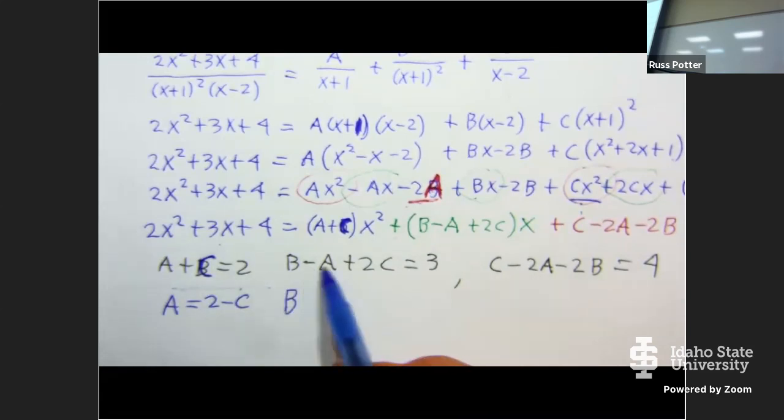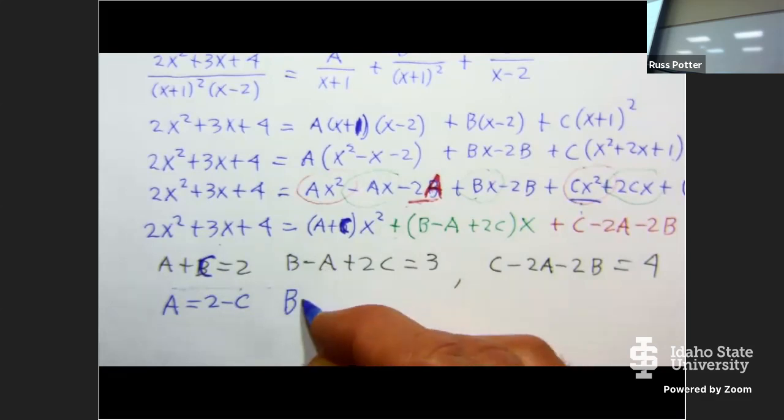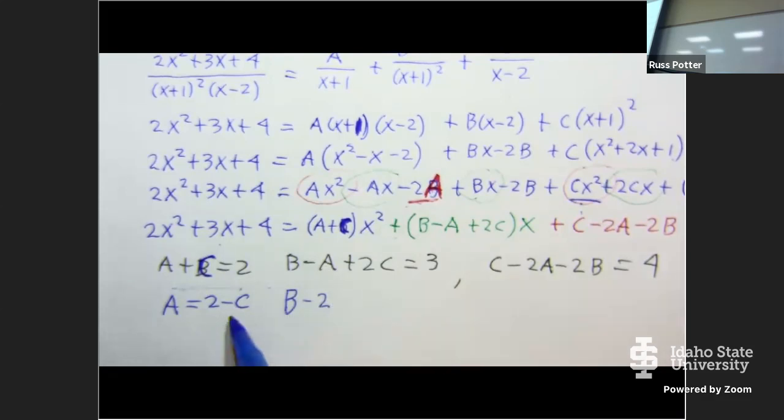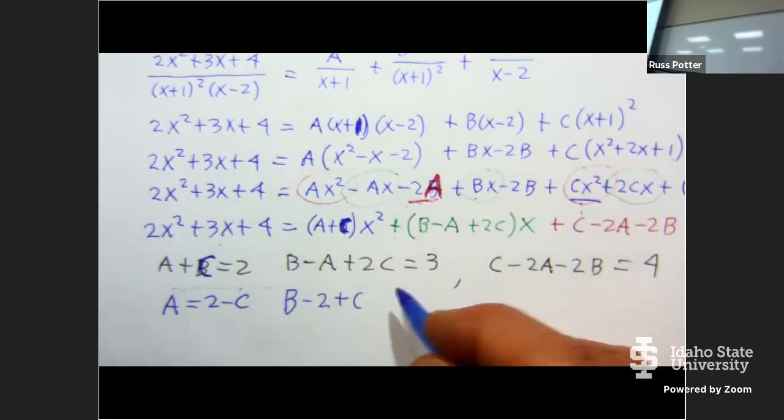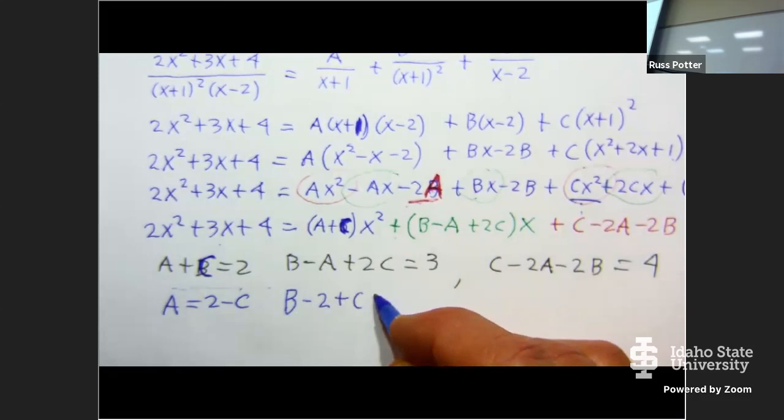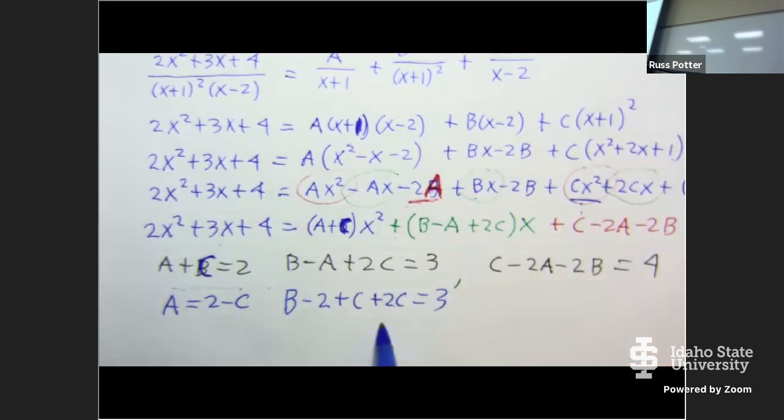So if I subtract a, I'm going to subtract 2 and subtract negative c. So I get b minus 2 plus c plus 2c equals 3. Let's simplify this a little bit. So we get b, if I add 2 to both sides and add c plus 2c, I get b plus 3c equals 5.